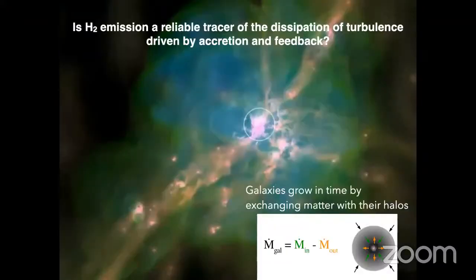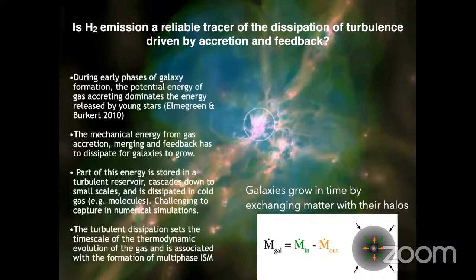So a little bit of context: you know that when galaxies form, they exchange mass with their halos, and this gravitational potential energy actually dominates the young phases of galaxy evolution. So this mechanical energy has to dissipate for the gas to cool and form stars. And you'll see that H2 is the natural coolant from, let's say, the warm neutral medium to the cold neutral medium where stars are forming. And this is key in this talk.